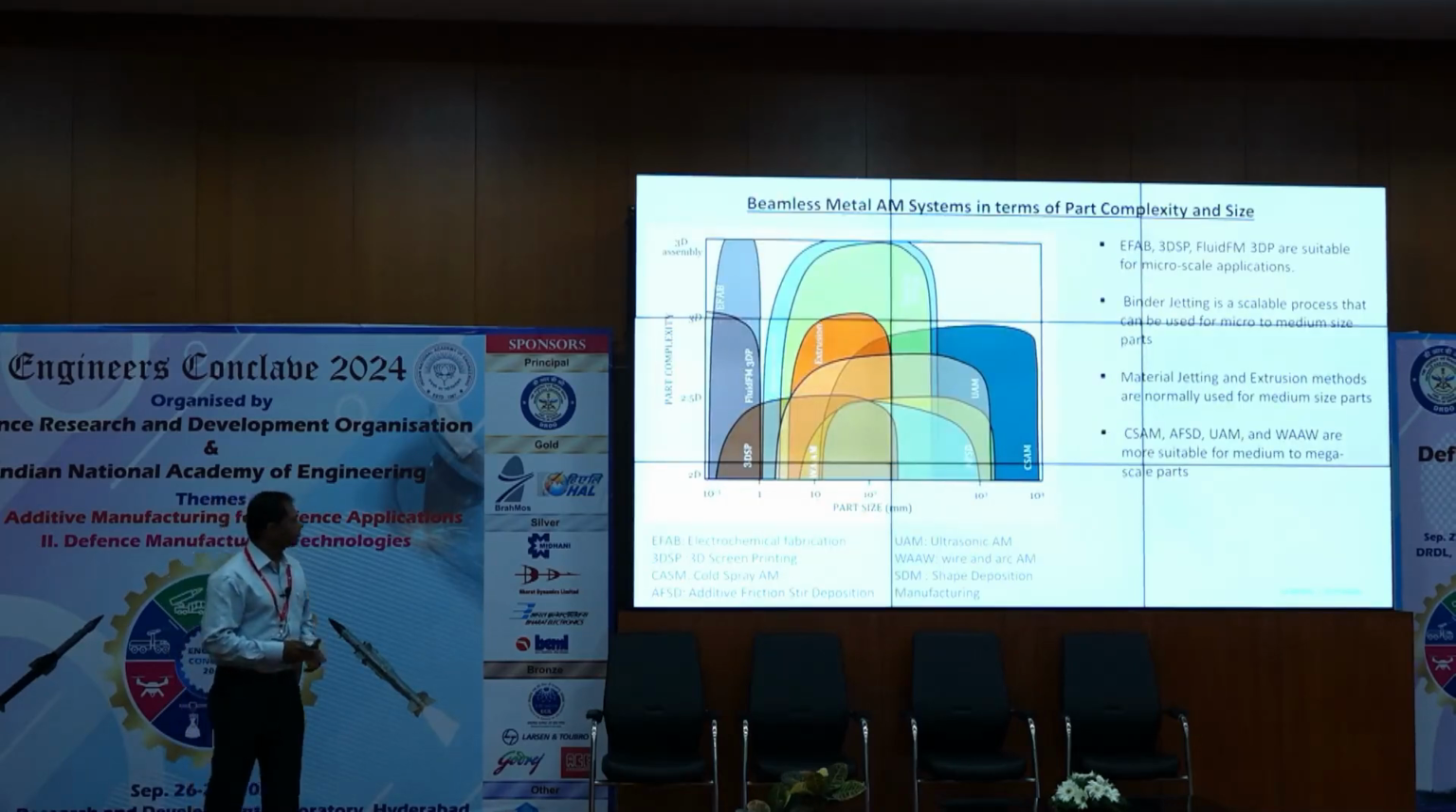So again, how the different beam-less manufacturing methods have been divided, depending upon the part size and the part complexity. Like, as I mentioned, with the cold spray manufacturing process, you can make very big parts. Whereas you can make very fine micro parts with 3D assemblies with the electrochemical fabrication EFAB methods. And in between, binder jetting is one of the technologies which can be used for small to medium scale components with quite a good complexity.